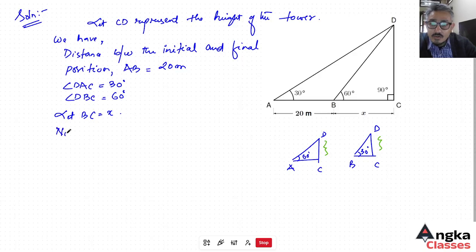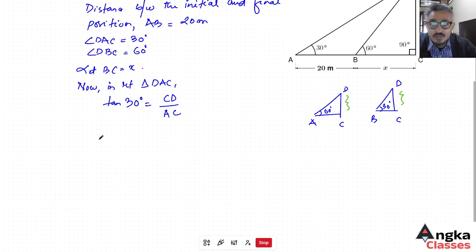Now consider the right triangle DAC. In right triangle DAC, tan 30 degrees is equal to perpendicular CD by base. Base is AC. So CD is equal to AC into tan of 30 degrees. So we have CD is equal to AC, which is AB plus BC.